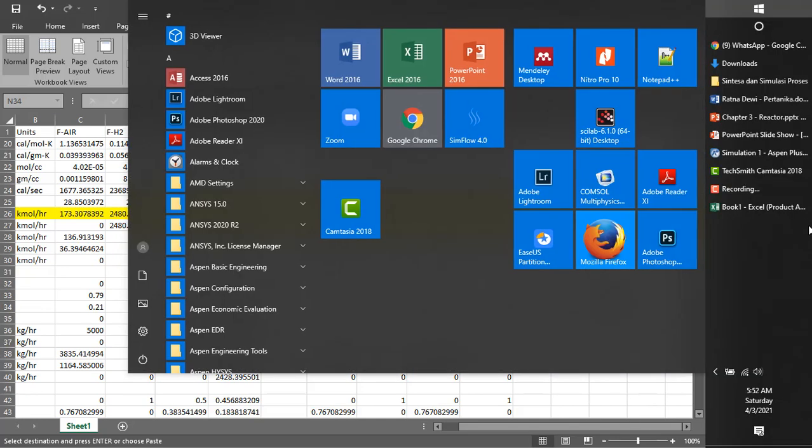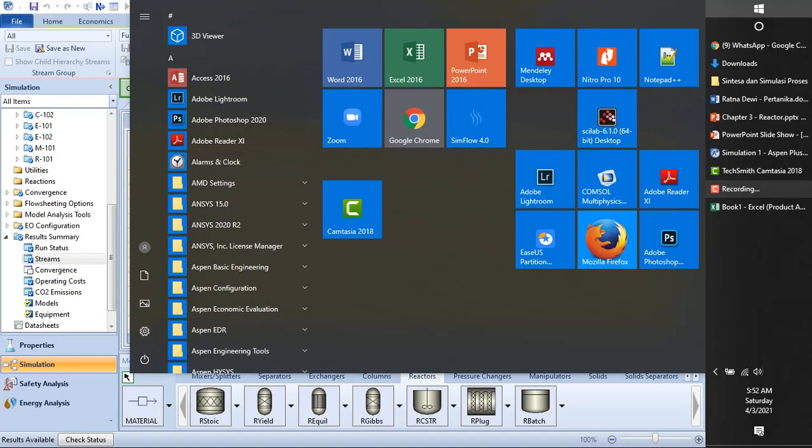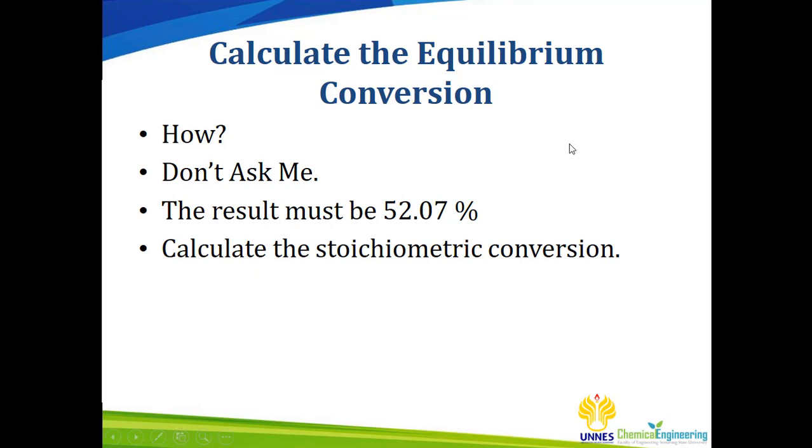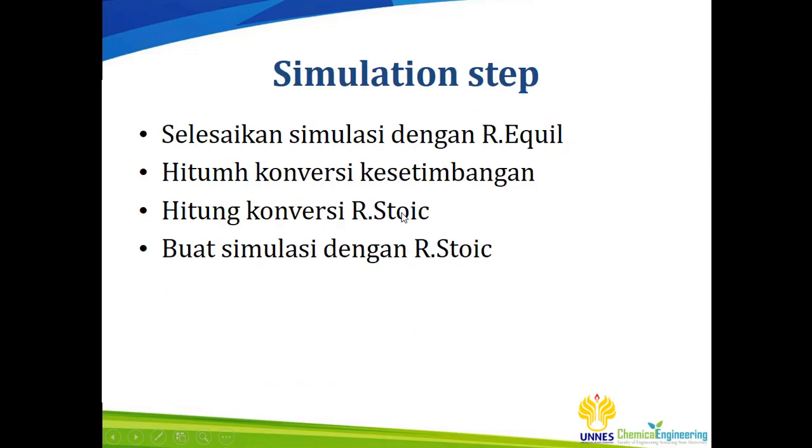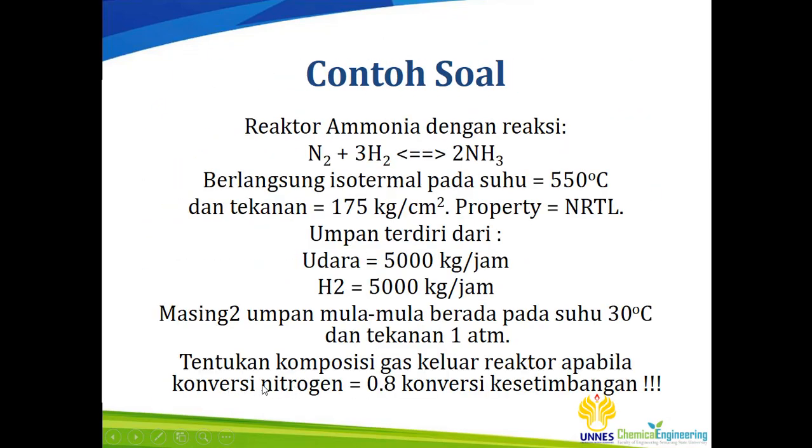So I can copy this one, and we go back to the PowerPoint. See, this one, actually I don't have to calculate the conversion. In the class, I usually ask the students to calculate the conversion, but I already showed you how to calculate it. So the equilibrium conversion is 52.07, and then for the stoichiometric conversion, you multiply this value by 0.8, just like in the question in here. The nitrogen conversion is 0.8 of the equilibrium conversion.